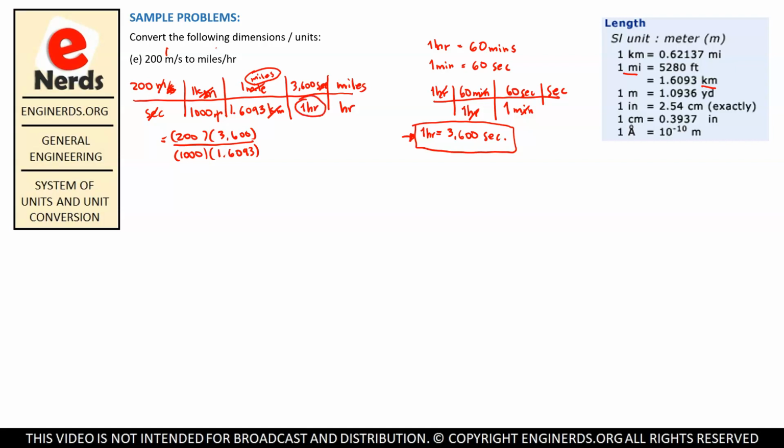So, we have here units miles per hour. So, which is equal to 447 miles per hour. So, ito yung final answer natin sa question na to.